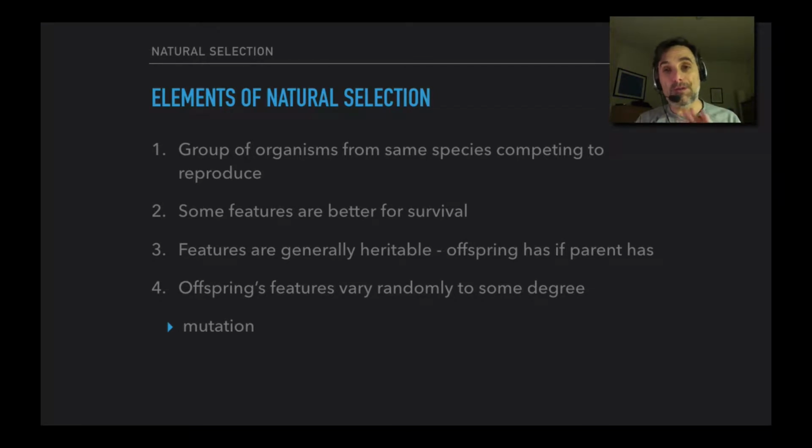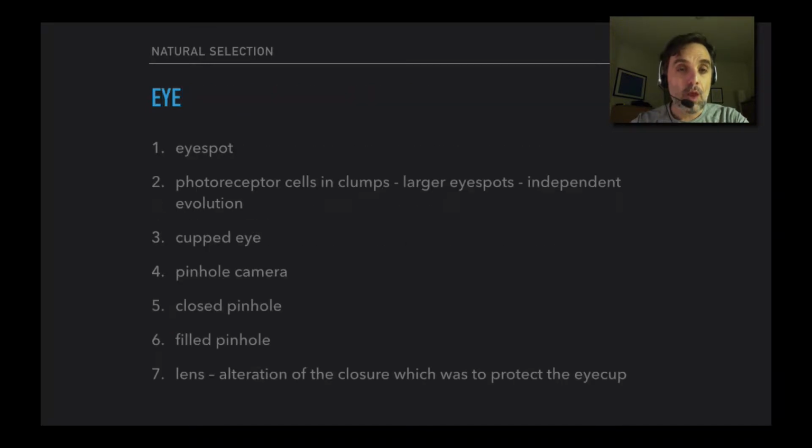This last element is really important, that there can be variation, that the offspring can be somewhat different than the parents. There can be mutations. So the development of the eye is an example of this, and I'd like you to watch the YouTube video of how eyes develop. They've evolved at least 5 different times separately, but the course of evolution of the eye goes like this.